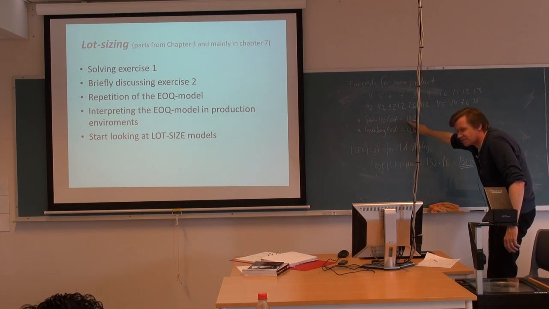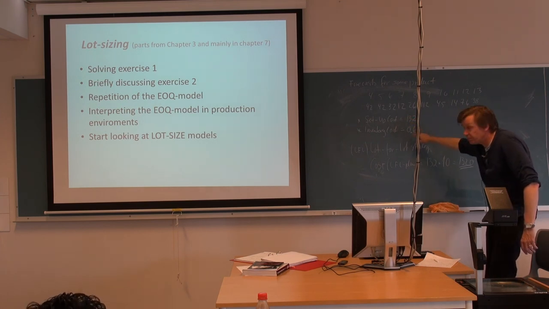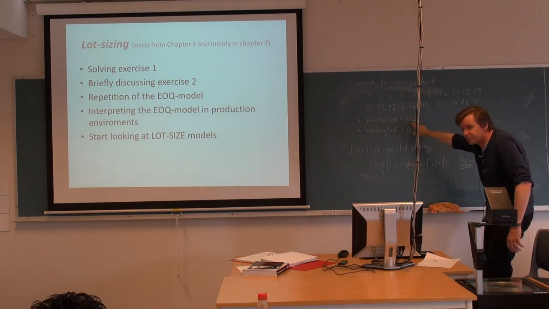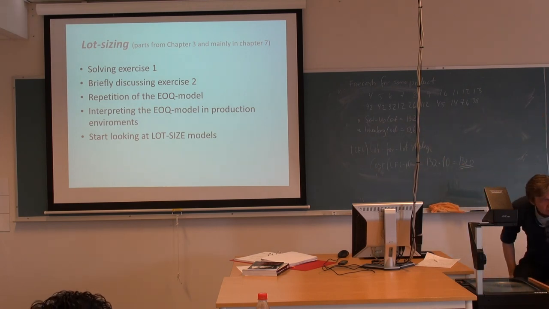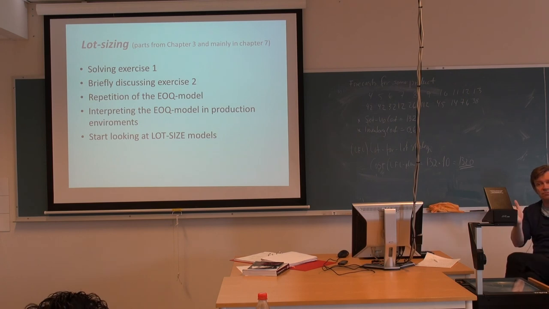If this one is extremely high compared to that one, much higher than this one, 1,320,000, then I would be very careful with doing my setups, don't you think so? Then I would try to produce everything in the first period and then store it all through the periods. On the other hand, if this other cost is relatively high, we'll be very careful with that kind of strategy. So you see how this works, but we need some kind of methods to handle it.